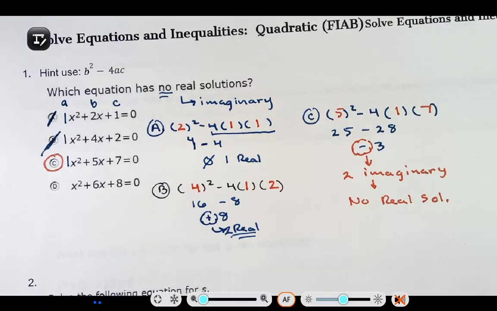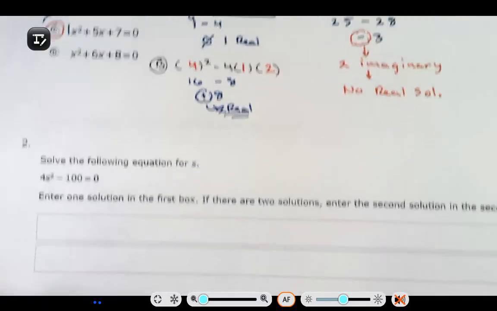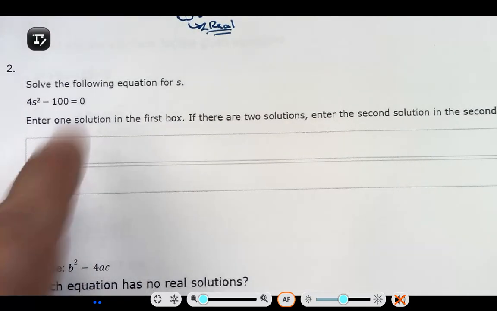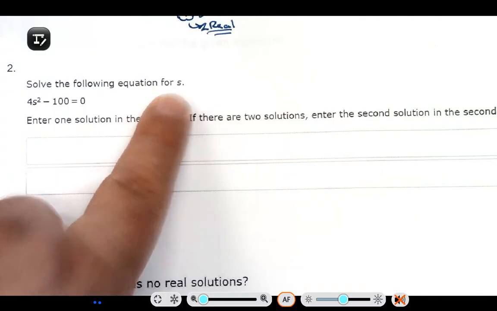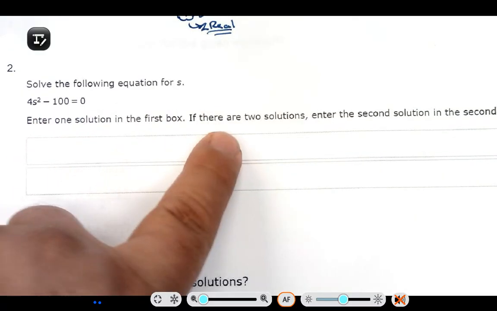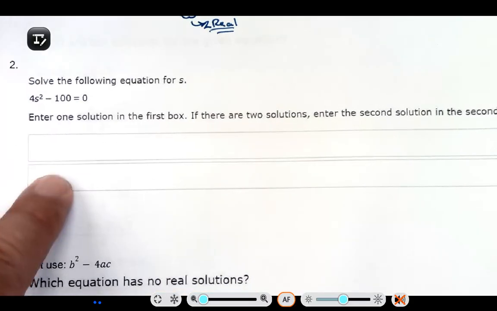All right, moving on to number 2. In number 2, we did something very similar to this in our review. So again, that's why we use our review to help us out. It says, solve the following equation for S. Okay, so there's my equation. Enter one solution in the first box. If there are two solutions, well, then we'll enter it in the second box.